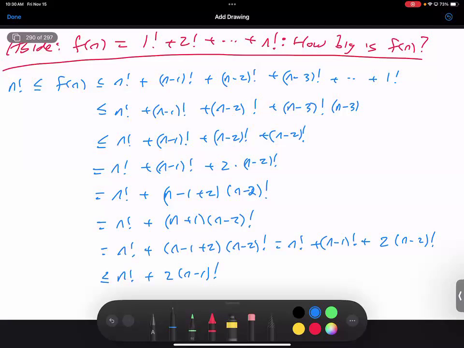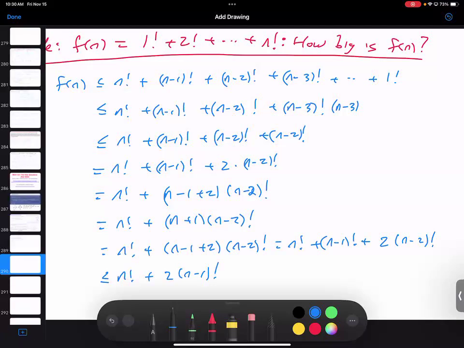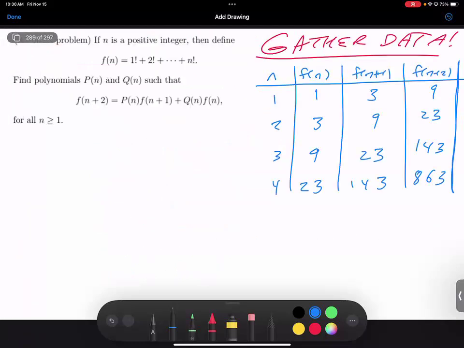So we know that Fn is really not much more than n factorial. When we try to get a sense of the size, this is going to be about n plus 1 factorial. This is going to be about n factorial. This is going to be about n plus 2 factorial.